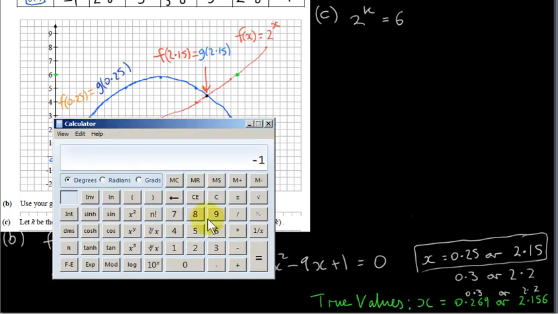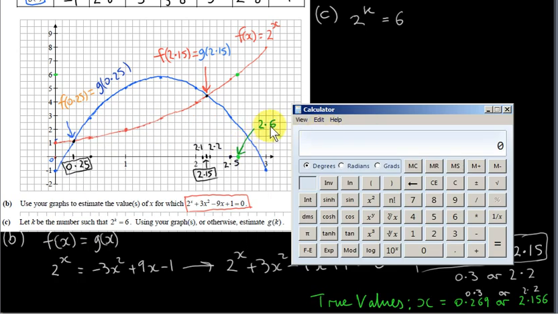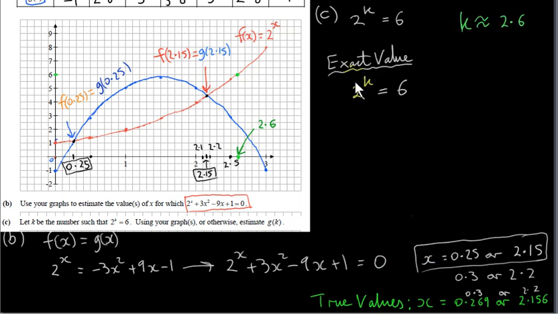So we can do a check of that. If we work out f of 2.6, that means we put 2 to the power of 2.6, and we get a number that's quite close to 6. Let's get the exact value. How do we solve the equation 2 to the power of k equals 6? Here's a case where we have to use logs, because what we're looking for is a power. To get at a power, we take the log of both sides. So we write log in front of both sides.